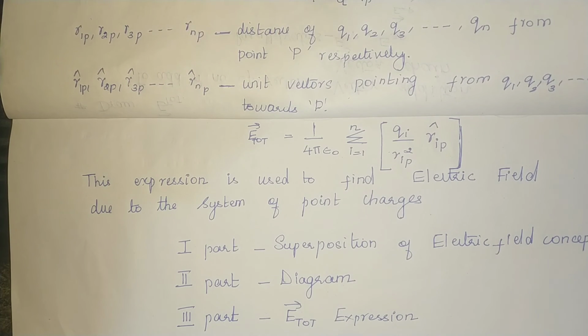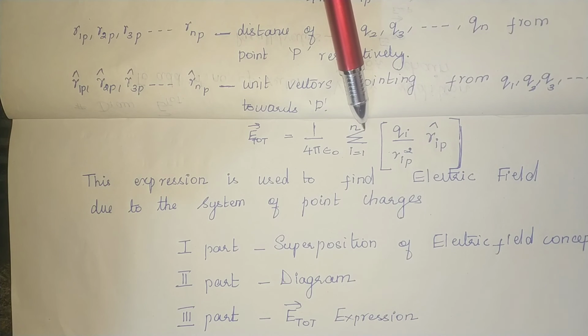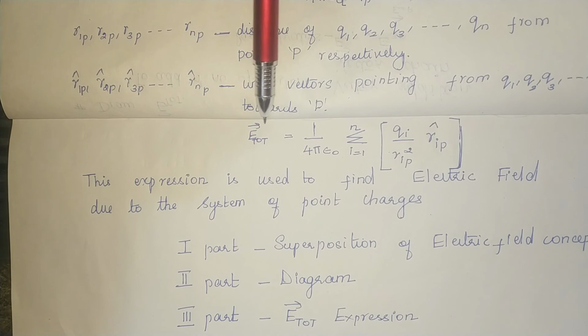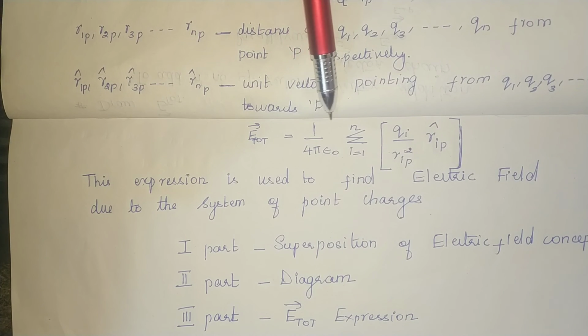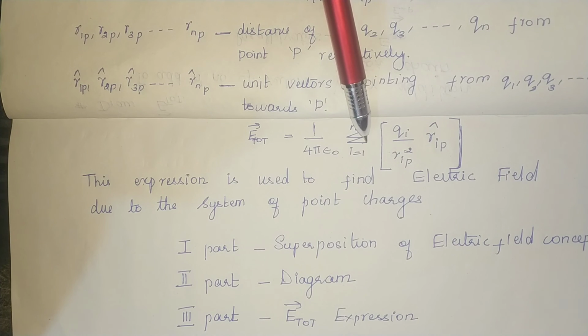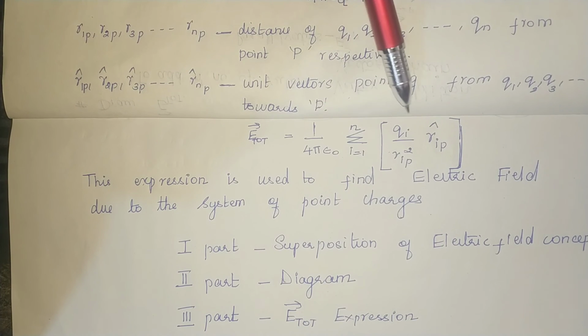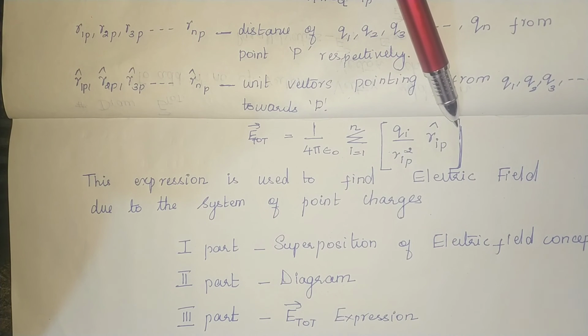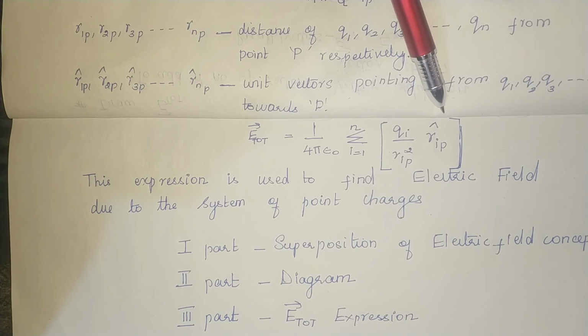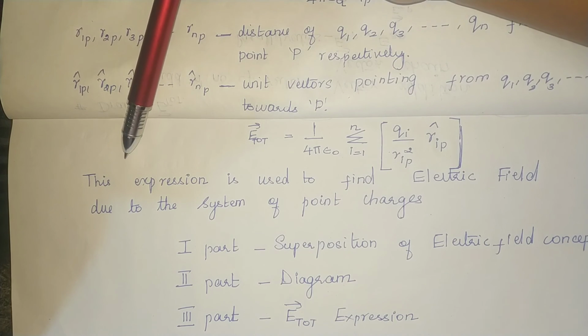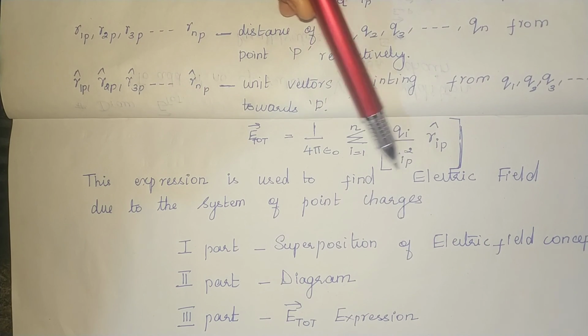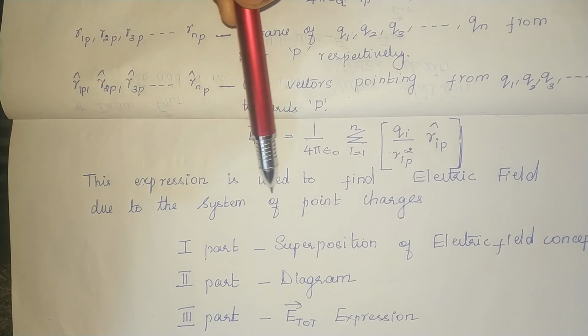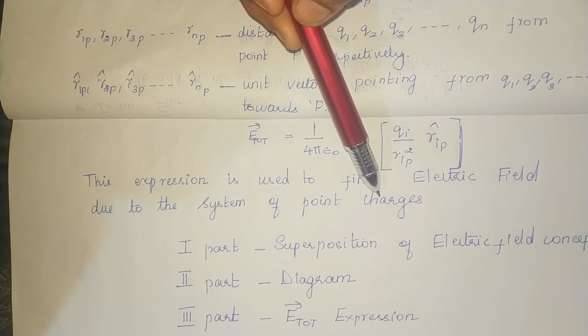Now since we are writing the plus symbol throughout the expression, we can remove it and put a summation symbol. E total vector is equal to 1 by 4 pi epsilon naught summation i is equal to 1 to n, qi by r ip square r ip unit within brackets. And students, this expression is used to find the electric field due to a system of point charges.